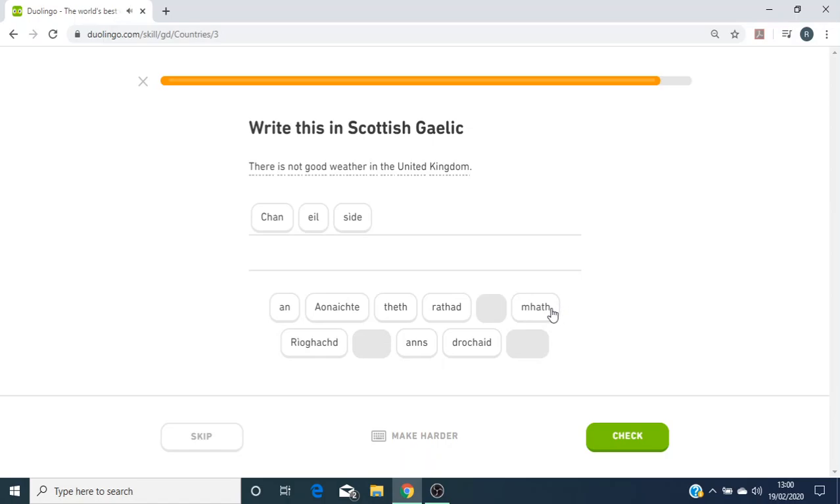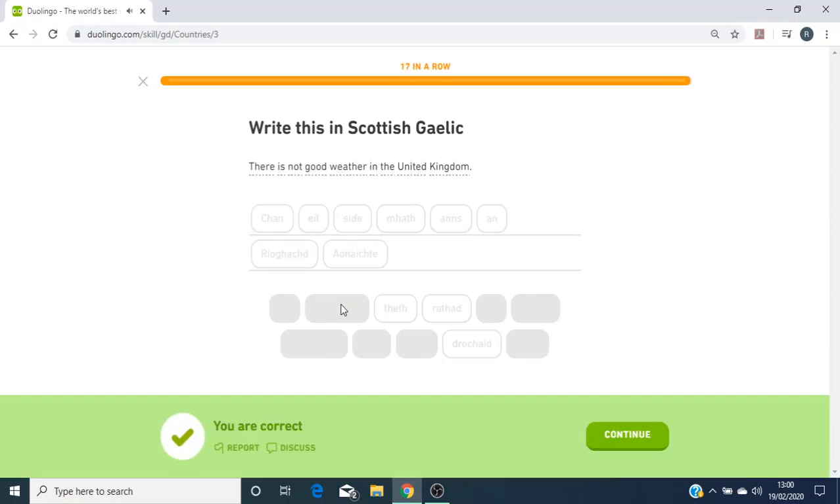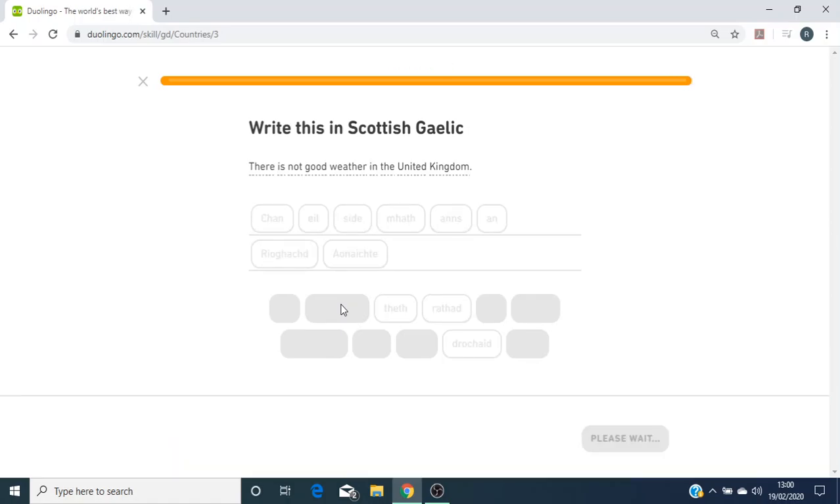Yes. I was a bit worried I had the word order mixed up, but there we go. We're starting to get into more complicated sentences now because we're getting more proficient in Gaelic.